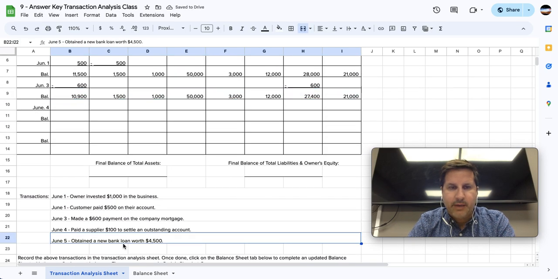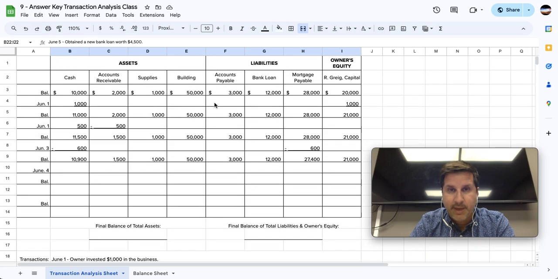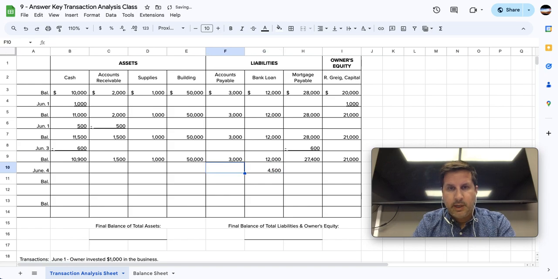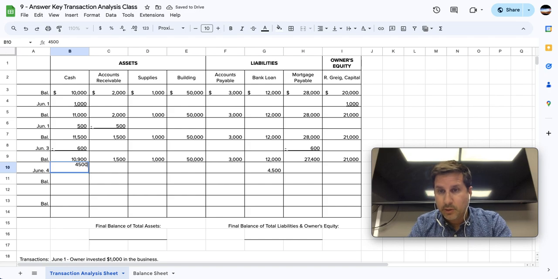We obtain a new bank loan for $4,500. So when we get a bank loan, it means we have more bank loan. So I'm asking myself, am I getting more, less of something? What's going on? Does it actually affect the account? So I know now I'm getting more bank loan. And when I get a bank loan, I also get more cash. So I got more cash through the bank. All right, and then I'm going to do my balances once again.